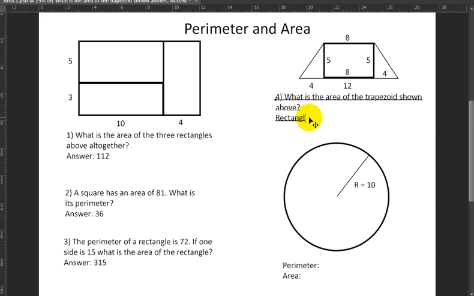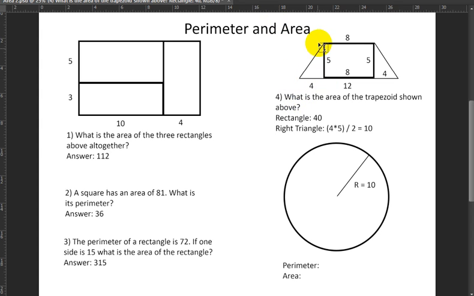The rectangle, its area is going to be 5 times 8, so 40. And then this right triangle here, to find it, we're going to have to multiply the two smallest sides, so 4 and 5. I don't even know the longest side, so I don't have to worry about that. I'm going to have to multiply 4 by 5, and then whatever I find, I need to divide it by 2. 4 by 5 makes 20, divided by 2 makes 10.